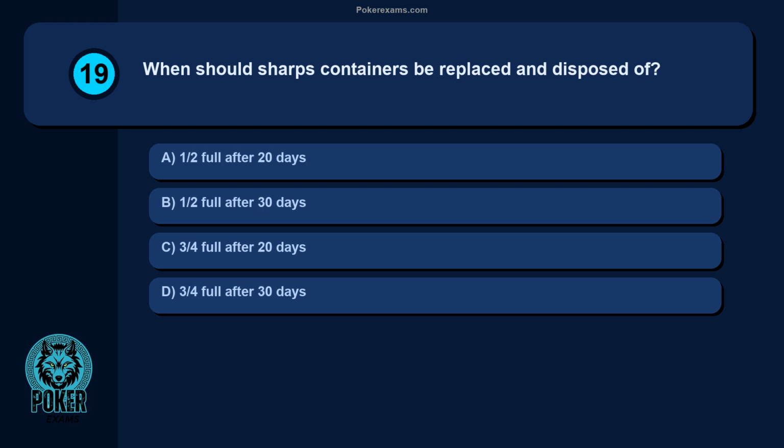Question 19. When should sharps containers be replaced and disposed of? 1/2 full after 20 days. 1/2 full after 30 days. 3/4 full after 20 days. 3/4 full after 30 days.